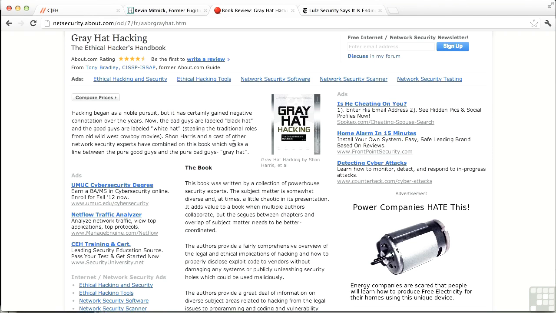So you can see there's actually a book called Gray Hat Hacking. It's a pretty good book, and it details a lot of the tactics and strategies and techniques that we'll be going over in subsequent lessons.